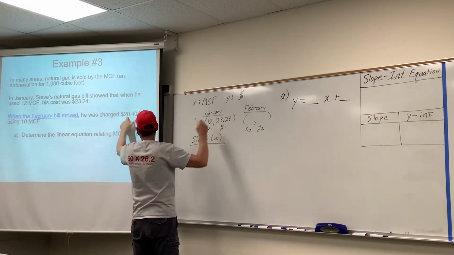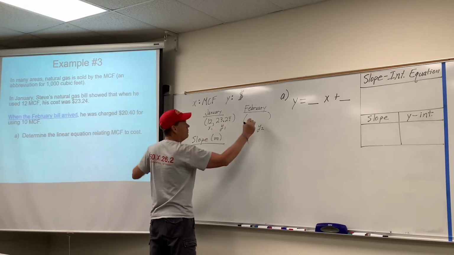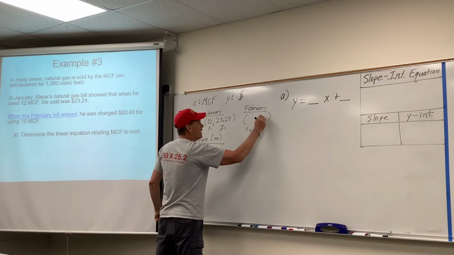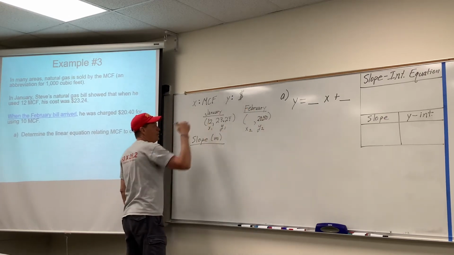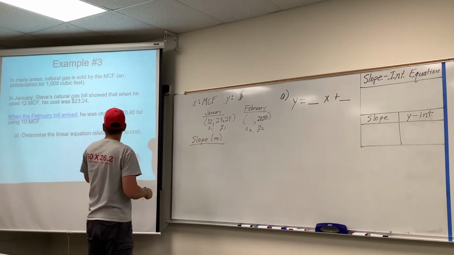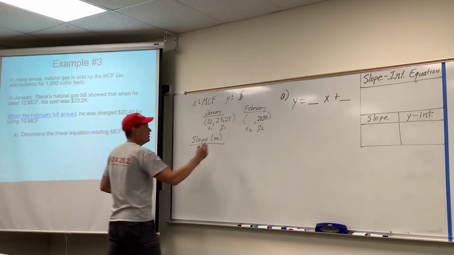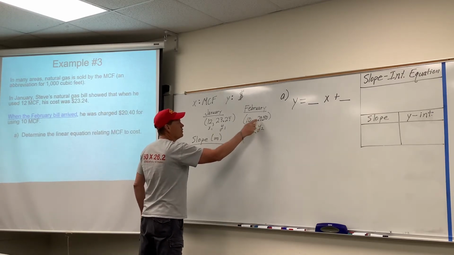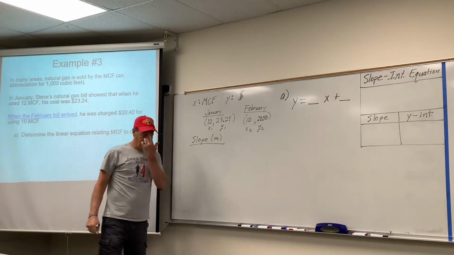So anyway, in February, the gas bill showed that they charged us $20.40. Now look at that. That's the first number in the sentence, but wouldn't that be the value of y? Because again, it's so important to remember what the x and the y represent. So that particular month, they charged us $20.40 for 10 MCF of natural gas.